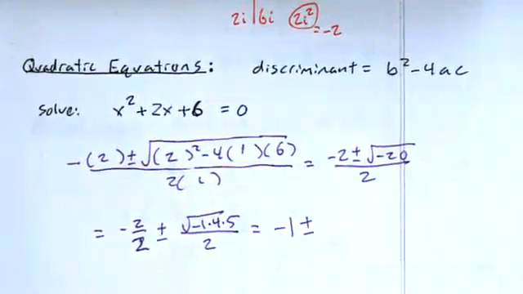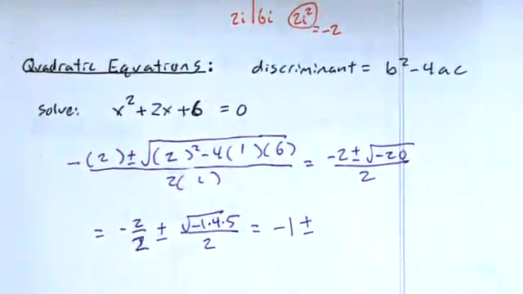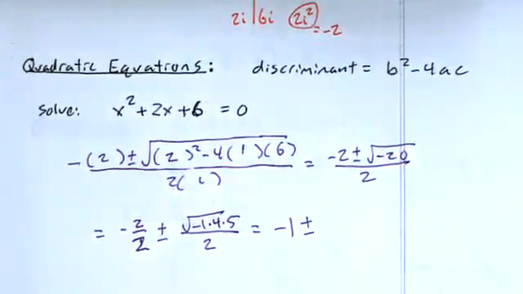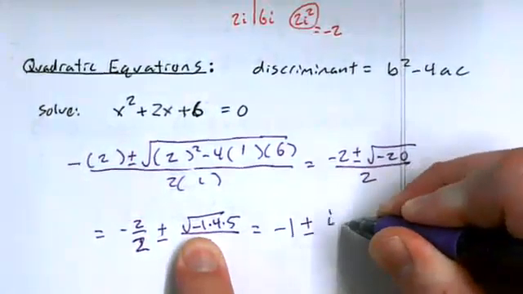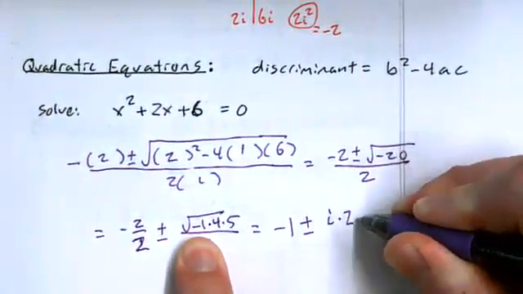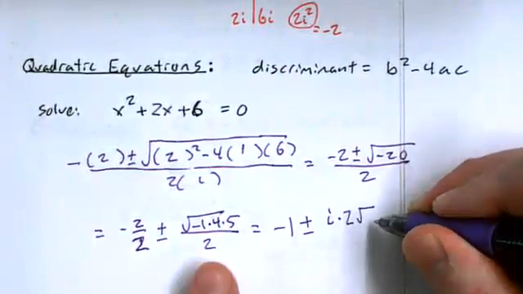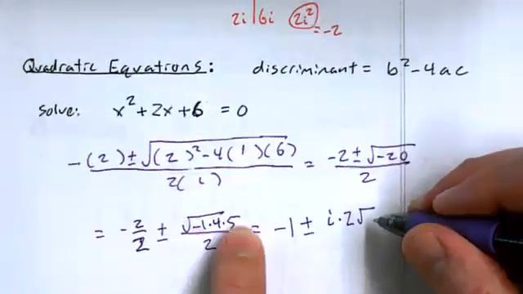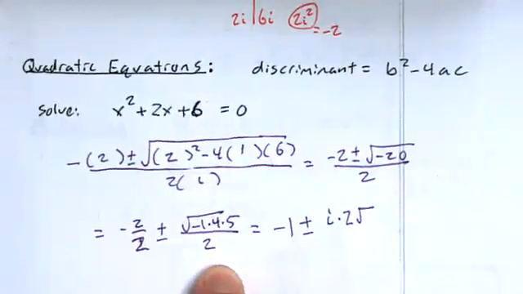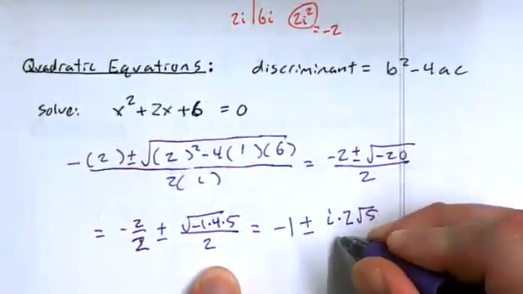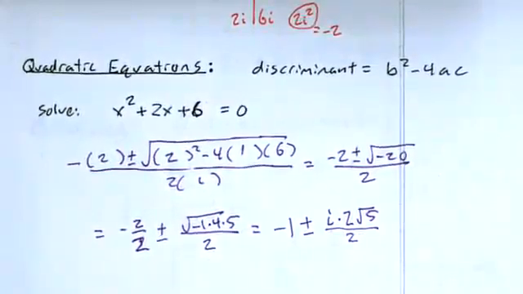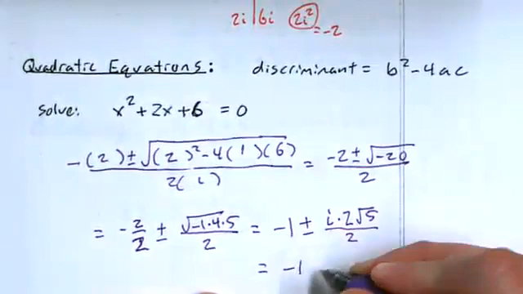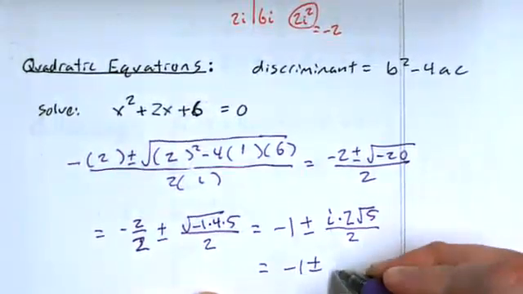Don't just copy my steps. Make sure you're trying this on your own and look up here if you need to check or you need a hint. The i is going to come after the plus or minus. It belongs with this part of the thing, so it needs to stay with that. Those 2's are going to cancel.